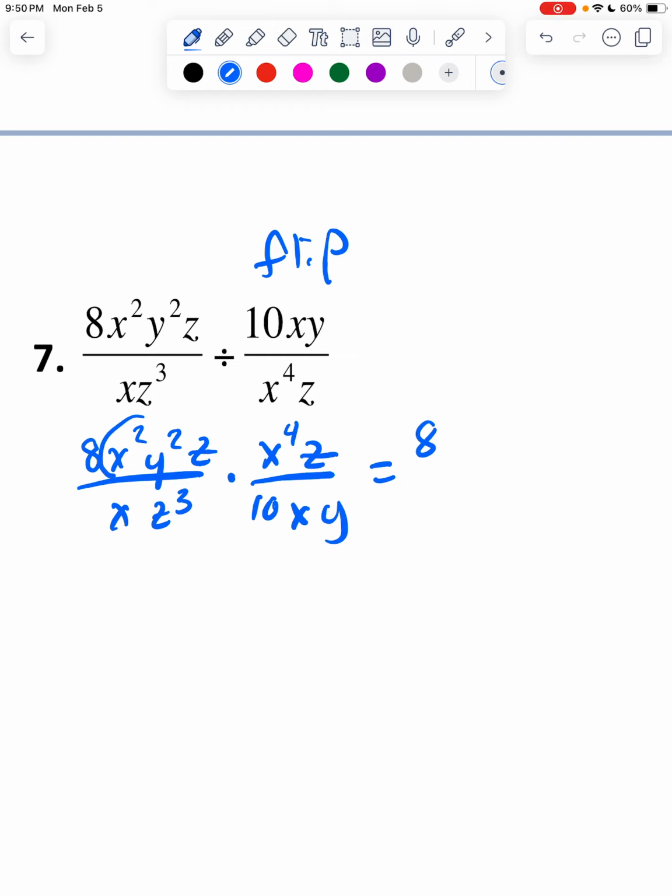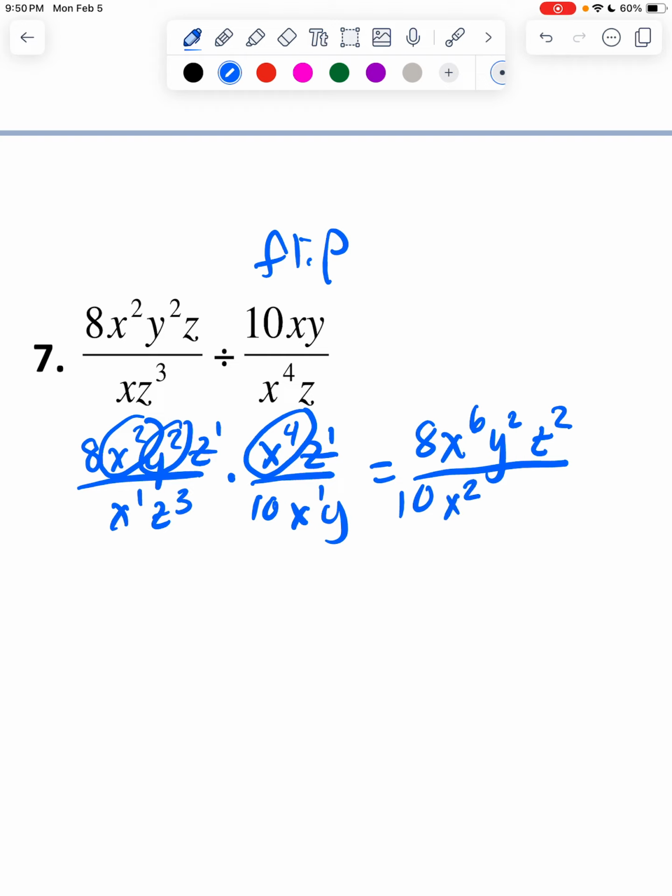So there's 8. I have x to the second, but 4 more over here, so 6 total. I have y to the second and none others on top. But here I have a z to the 1 and a z to the 1, which is z to the second. On the bottom, for numbers, I have a 10. For x, I have 1 here, so that's 2. I have just 1 y here, and then I have z to the 3. And now I can go through.